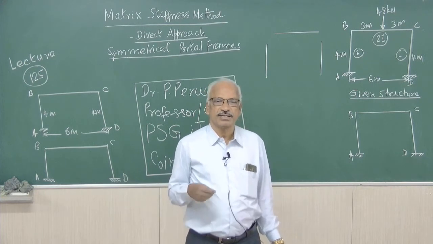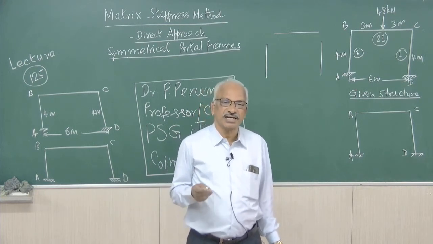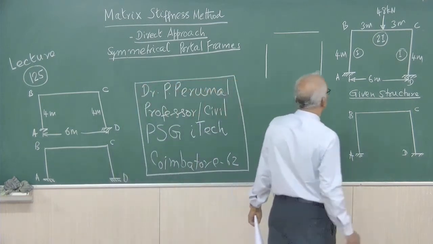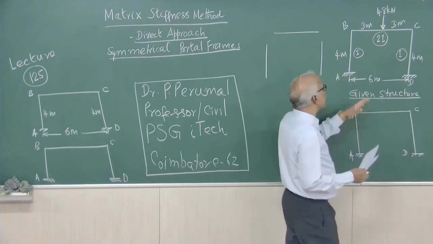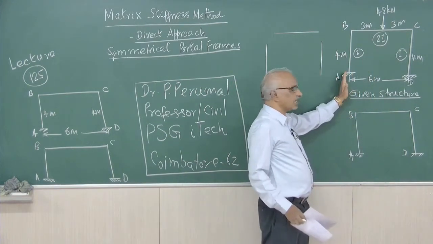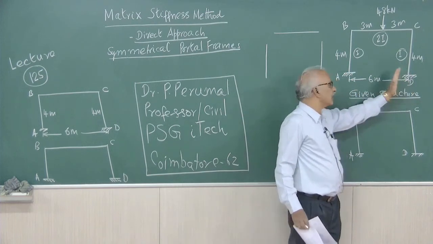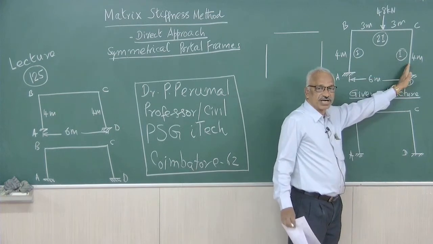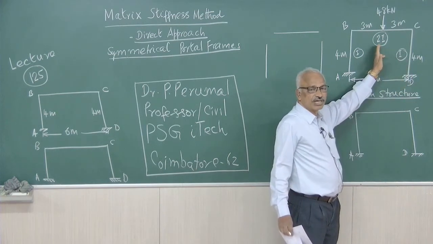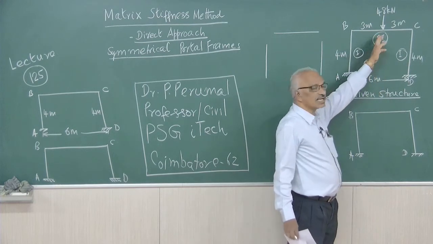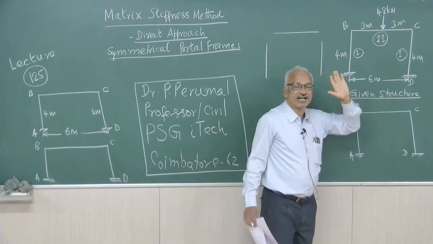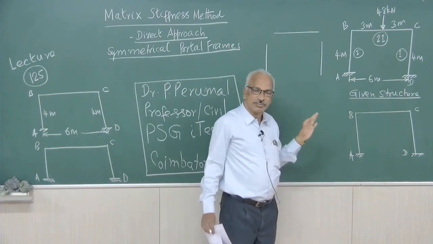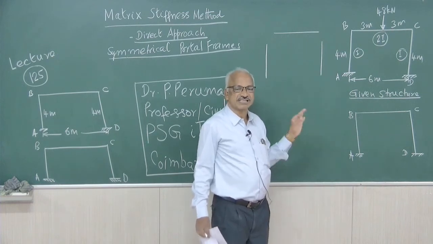Now, we will take up a portal frame with kinematic indeterminacy equal to 2. Let us consider a symmetrical portal frame. Here, the frame is geometrically symmetrical. A is fixed, D is fixed. AB has moment of inertia I, and CD also has moment of inertia I. Of course, BC has moment of inertia 2I, it is symmetrical. And the loading is only a central concentrated load. Therefore, that is also symmetrical. The structure is geometrically as well as load-wise symmetrical.